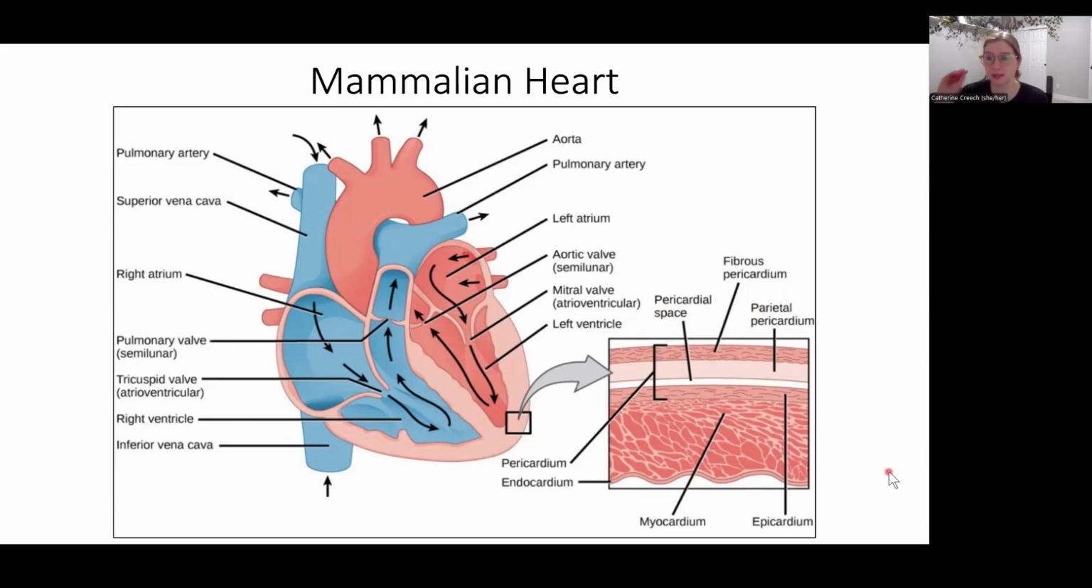All right, this would be a good slide to pause the video and see if you could name all the parts of the heart on your own. So a little bit of recall.